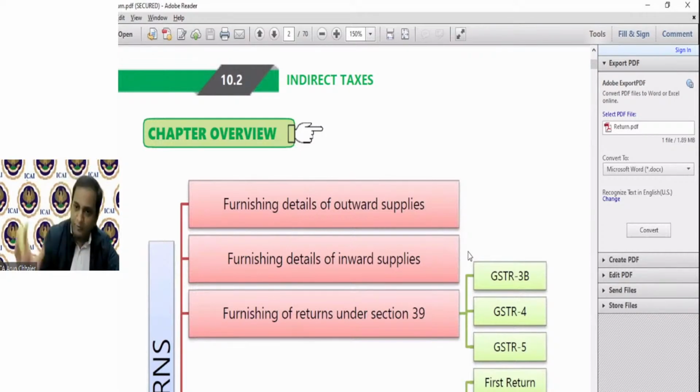The concept of GST return is overall applicable for the regular taxpayer. GSTR-4, 5 we'll discuss in the next class.